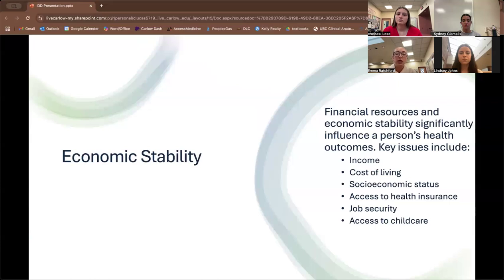And economic stability and health also go hand in hand. This includes things like income and healthcare access. So individuals that have higher incomes are more likely to afford health insurance, quality medical care, and healthier food. Housing and living conditions: economic stability allows people to live in safer neighborhoods with clean air and better healthcare facilities. And stress and mental health also go hand in hand. Financial instability is linked to chronic stress, anxiety, and depression, which can contribute to long-term health problems like hypertension and cardiovascular disease.